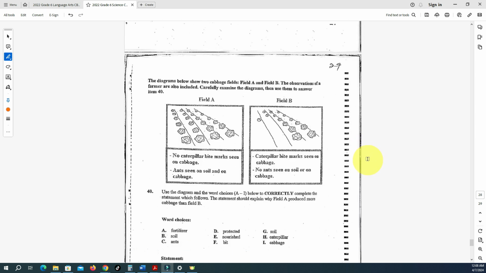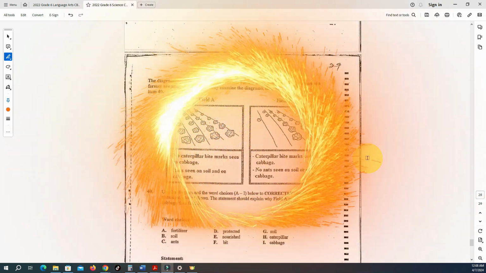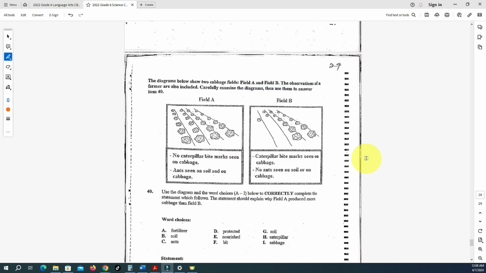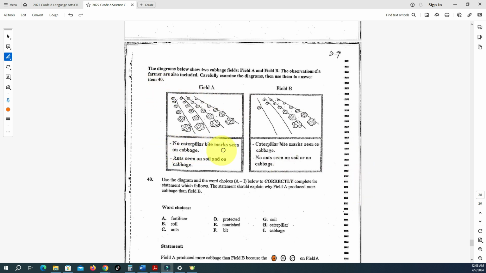Here's the final one. The diagram below shows two cabbage fields, field A and field B. The observations of a farmer are also included. Carefully examine the diagrams and use them to answer item 40. So here it is. No caterpillar bite marks seen on cabbage, and ants seen on soil and on cabbage. So the answer here, no caterpillar bites. Wow. Over here now we have less cabbage. Caterpillar bite marks on cabbage. No ants seen on soil or cabbage.